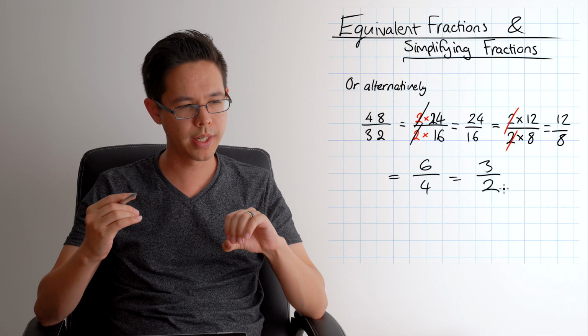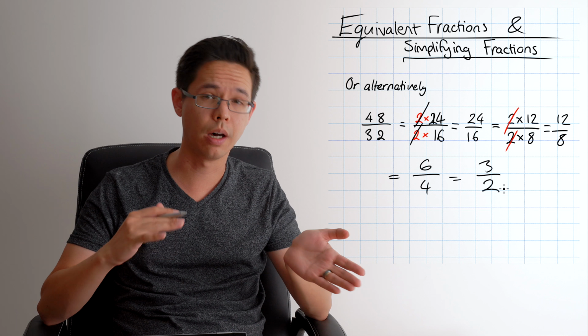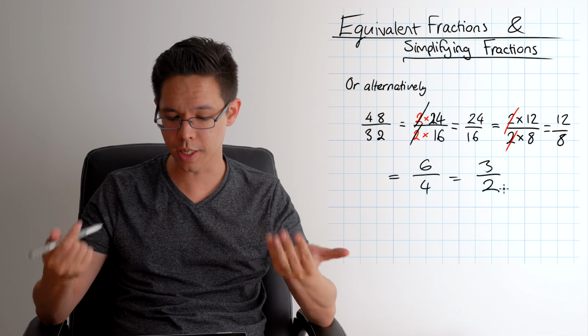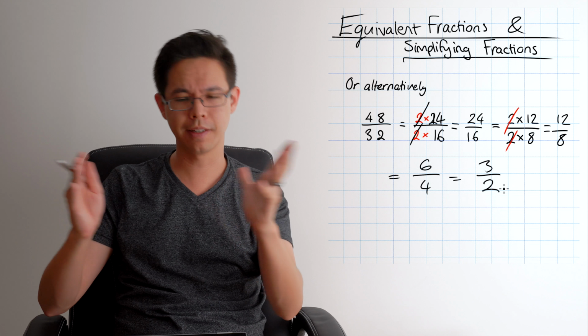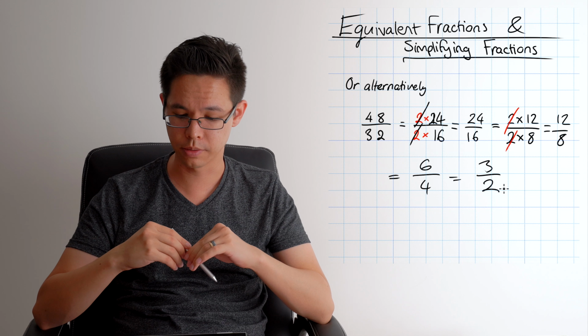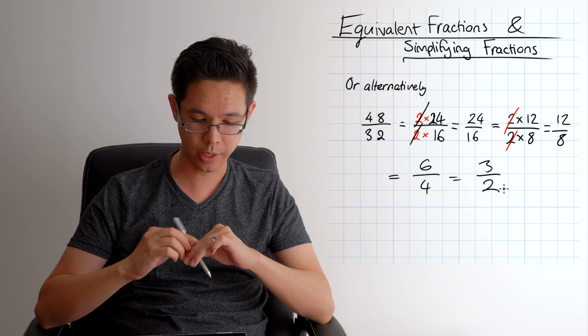So it's not quite as elegant as the highest common factor. It'll definitely take a lot more space in your book, but if you're stuck with a big fraction and you can't figure out how to simplify it down, this is one of the methods that I use. And yeah, I hope that helps you.